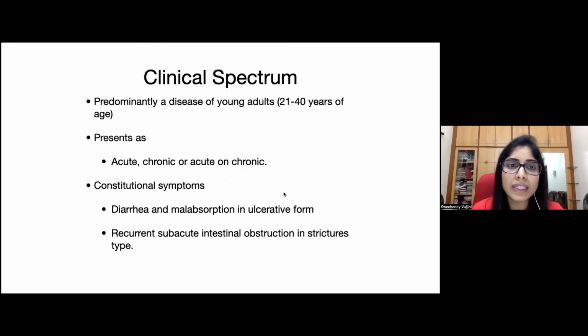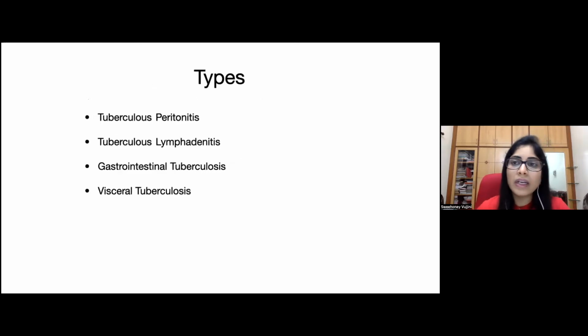Clinical spectrum: it is predominantly a disease of young adults of age 21 to 40 years. It can present as acute, chronic, or acute on chronic. The symptoms include diarrhea and malabsorption in the ulcerative form, and recurrent subacute intestinal obstruction in the stricture type. Abdominal tuberculosis can present as tuberculous peritonitis, tuberculous lymphadenitis, gastrointestinal tuberculosis, and visceral tuberculosis.